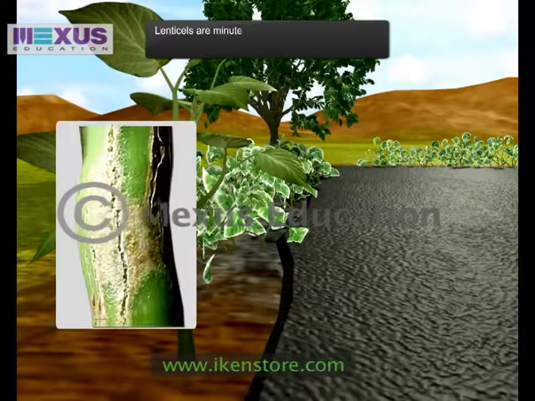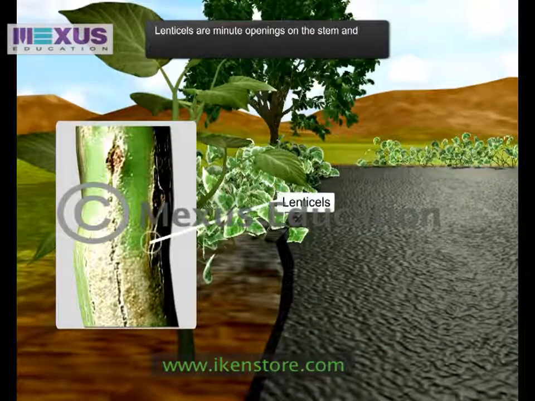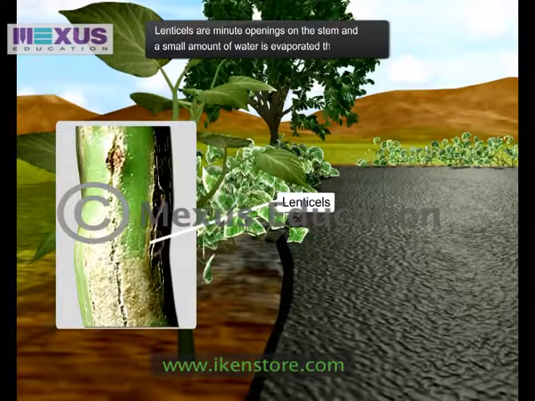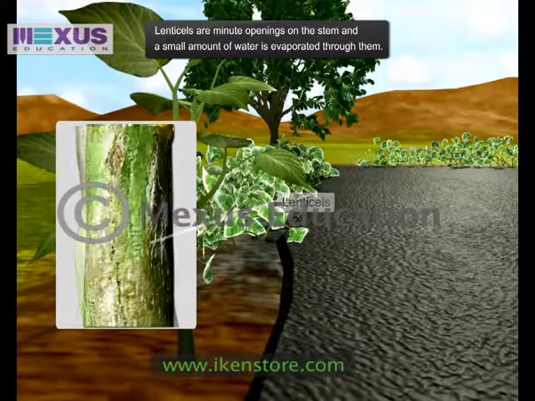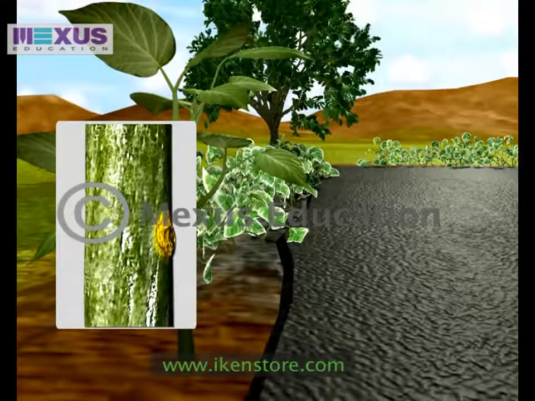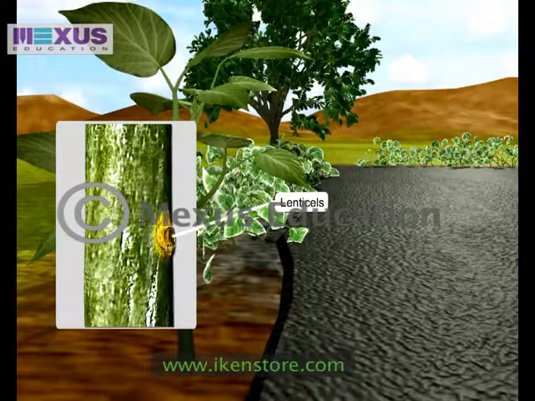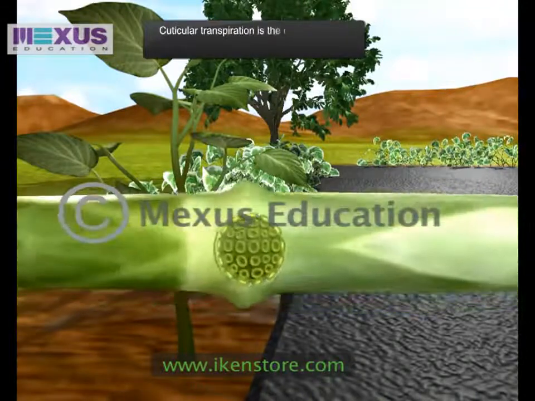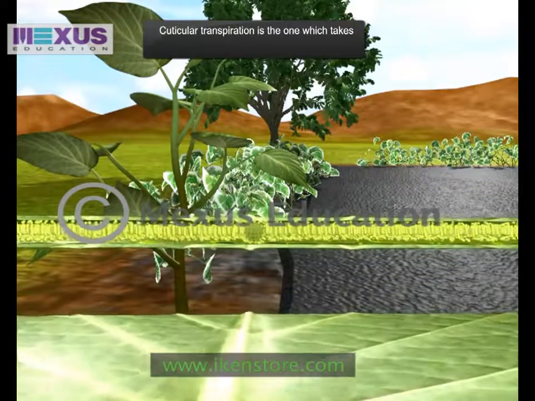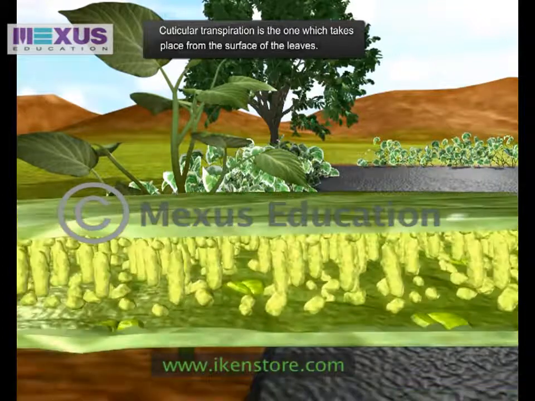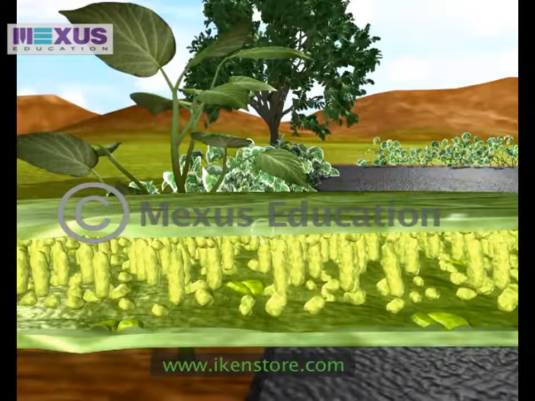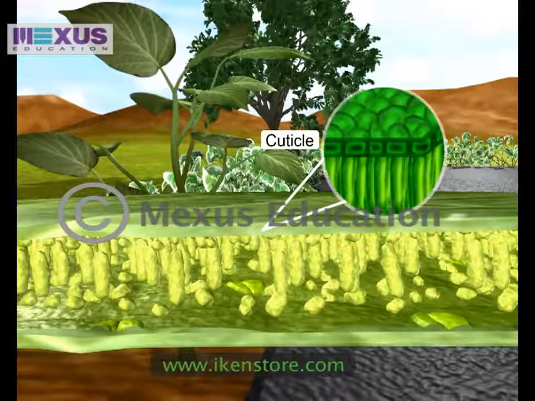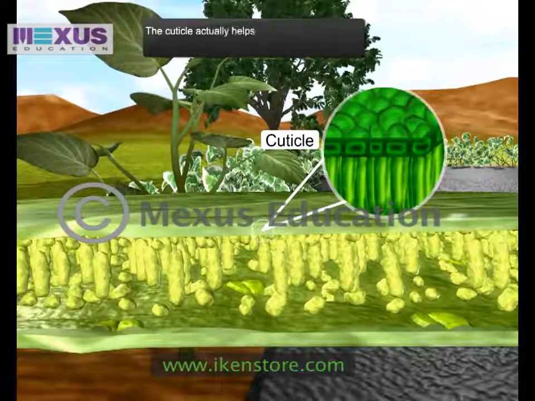Lenticels are minute openings on the stem, and a small amount of water is evaporated through them. This is called lenticular transpiration. Lenticels are less in number as compared to the stomata. Cuticular transpiration is the one which takes place from the surface of the leaves. Leaves are covered by a waxy layer of cuticle. The cuticle actually helps the leaves to reduce the amount of transpiration taking place.